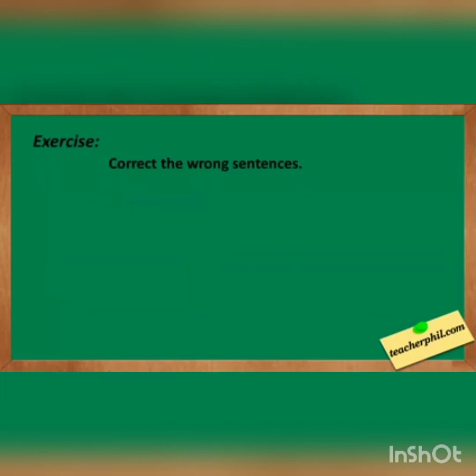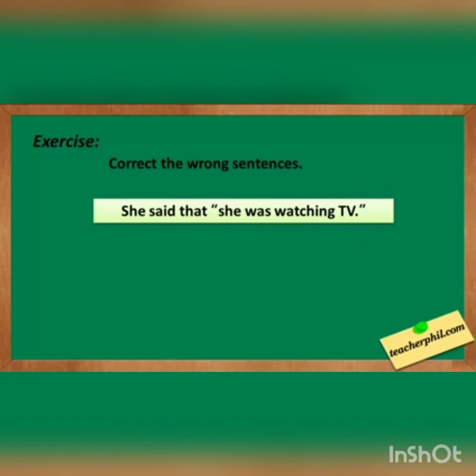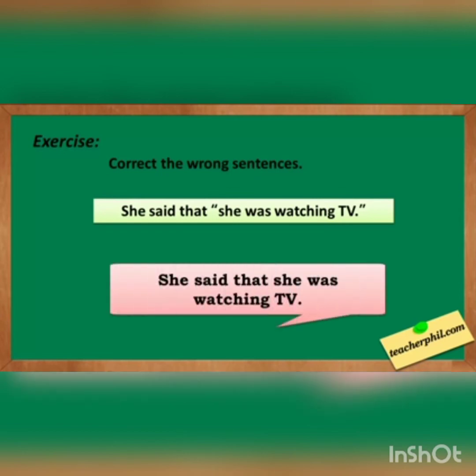For our exercise, correct the wrong sentences. The first one: "She said that she was watching TV." What is wrong in this sentence? Can you correct it? The answer should be, She said that she was watching TV. This is an indirect speech, so the quotation marks are not necessary.